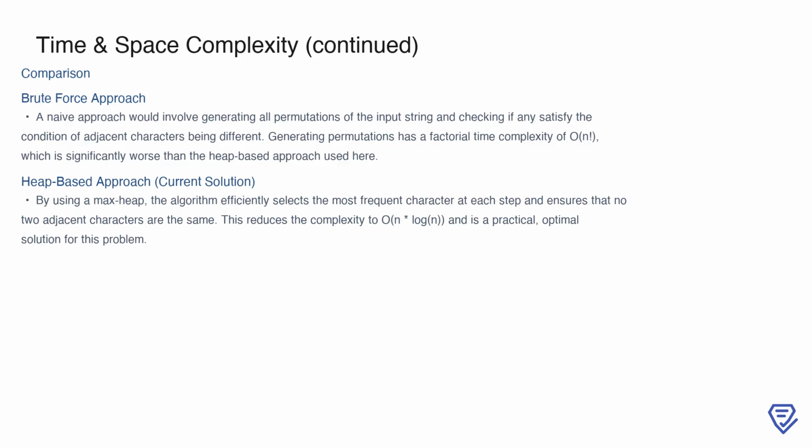A naive method would generate all possible permutations of the input string and check each one to ensure no two adjacent characters are the same. This approach has a factorial time complexity of O(n!), which quickly becomes infeasible for larger inputs. In contrast, the heap-based approach used in this solution optimizes the process by selecting the most frequent characters first and ensuring they are placed at valid positions. This reduces the complexity to O(n * log n), making it a practical and optimal choice for solving the problem.